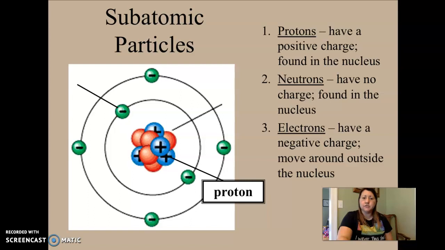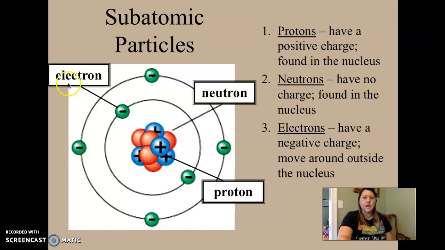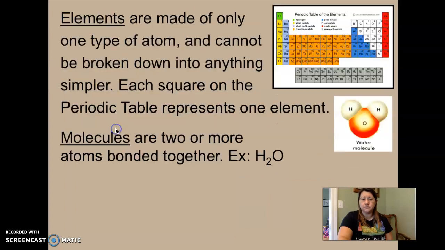So in this image, you can see the location of these specific subatomic particles. Protons are right here, our blue circles with a plus sign. Neutrons, red circles, no symbol in them. And electrons, the minus signs in these green circles.